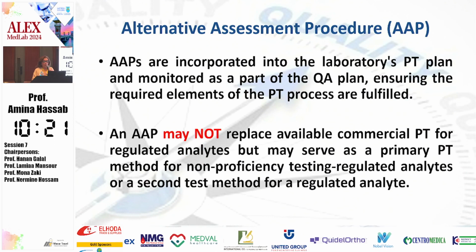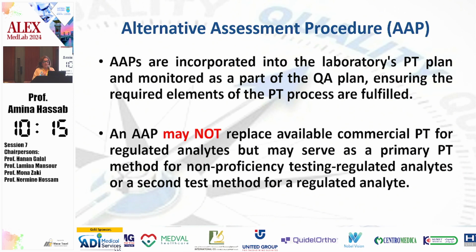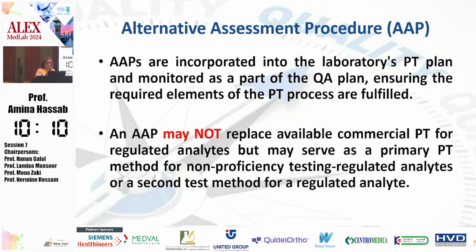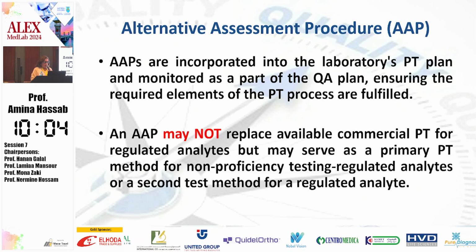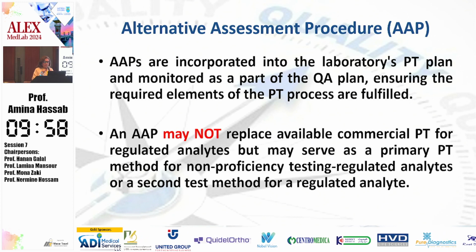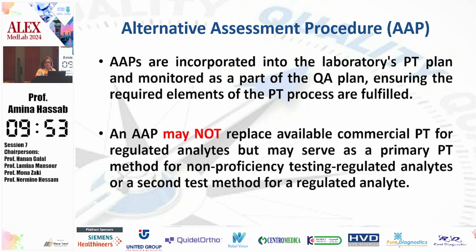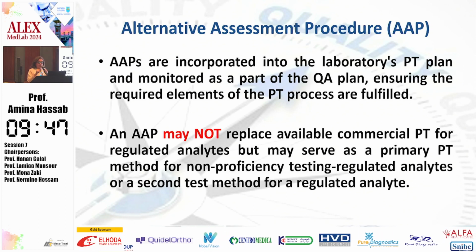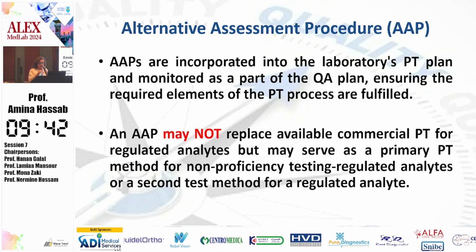So if you're going to do the alternative assessment procedure, you have to follow some steps. First, you have to incorporate it into your proficiency testing plan and your quality assurance program. They are not there to replace proficiency testing if it's available, but it may serve as a primary proficiency method for non-proficiency testing regulated analytes. Or you can do it together with, for the regulated analytes or any analyte that you have proficiency testing for, you can add this as a secondary, as a backup for it.